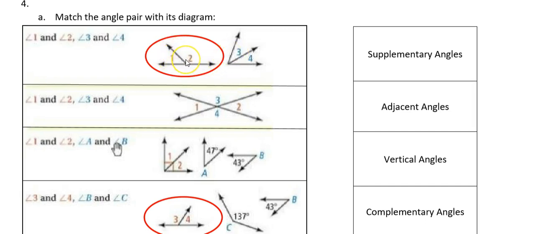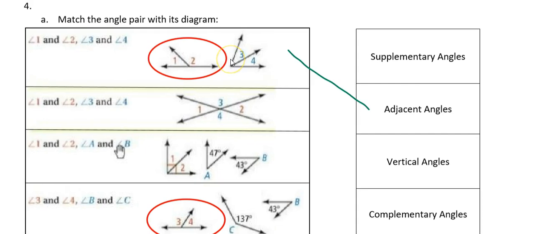So angle 1 and angle 2 are neighbors and they share this wall between them. Angles 3 and 4 are neighbors and they share this ray that divides them. When angles are side by side and they share a vertex and a ray, that means that they are adjacent angles.